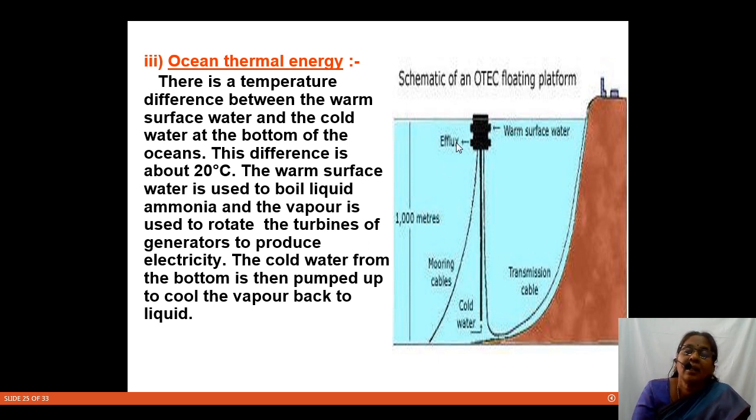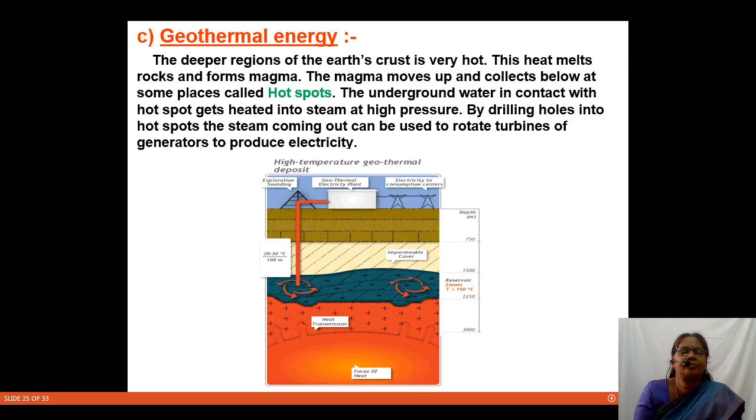Again, what happens? The cold water from the bottom has to go up and be pumped up to cool the vapor back to liquid. Such a process the cold water is doing. It becomes cool, and again it has to go. It will continue like this. Then a small amount of electrical energy can be generated using ocean thermal energy.